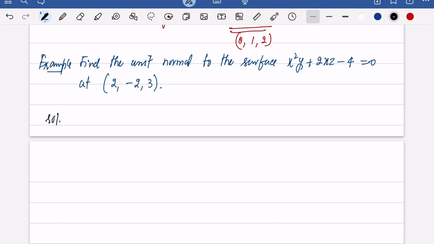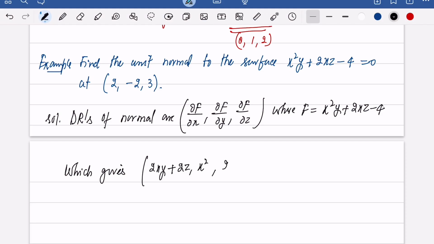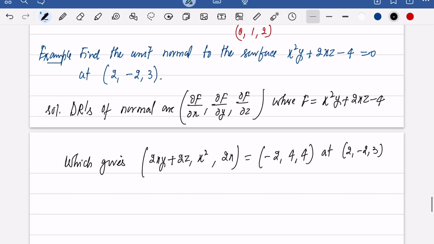Now let us follow this. First we directly write the direction ratios of the normal are del f by del x, del f by del y, del f by del z, where f is equal to x square y plus 2xz minus 4. So this gives 2xy plus 2z, x square, 2x, which are the three partial derivatives of f with respect to x, y, and z. Now substituting the point, we get the answer as -2, 4, 4. This is at the point (2, -2, 3).